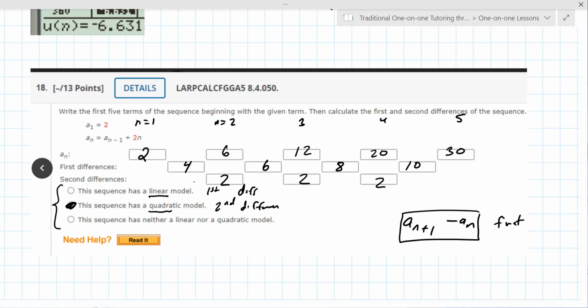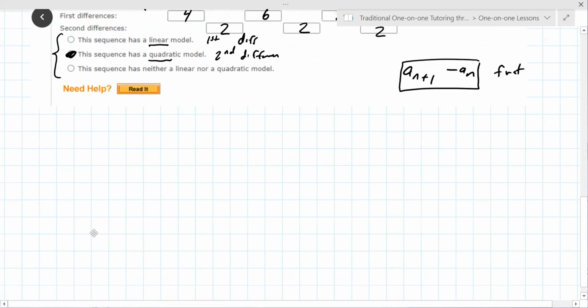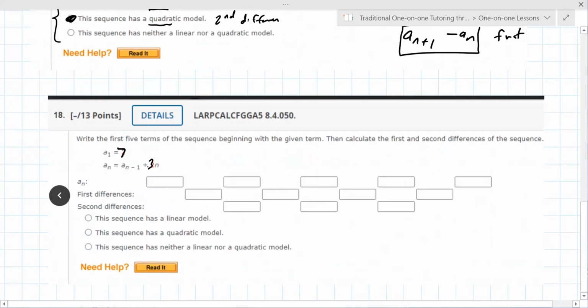Perfect. Thank you. Jamie, if you've got yours up, could you tell me what's different about yours, if anything? My a1 value is just 7. Okay. And then the 2 before the n is a 3. Okay, so let me just really quickly here. So this is 7, this is 3. So 7, and then this is n equals 2, 3, 4, and 5.